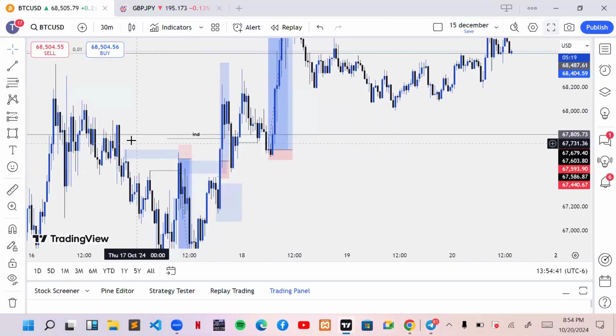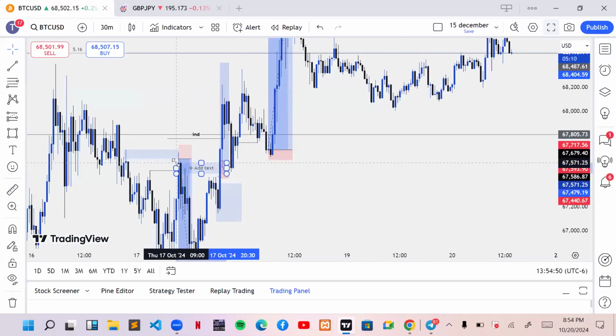The market did the structure shift. This was the inducement where I marked the zone. This zone was the entry. This breaker block right here. This is what my entry was. This breaker block right here.